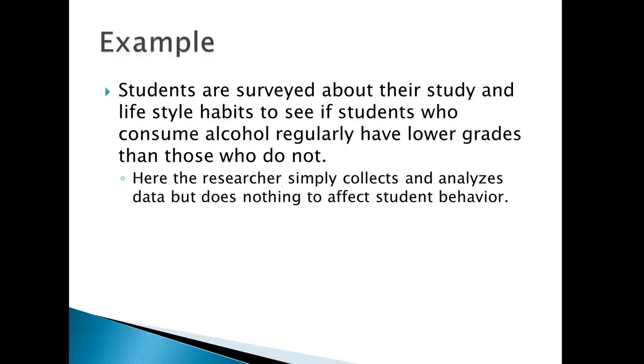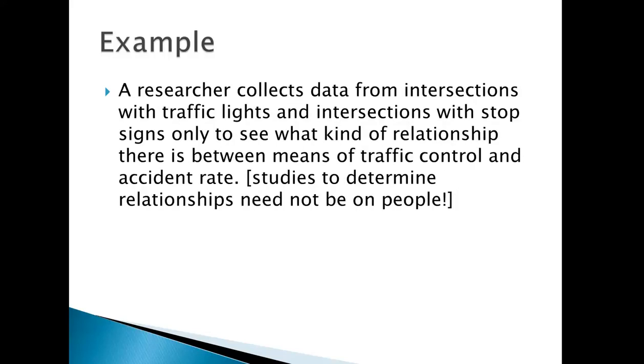So as an example, students are surveyed about their study and lifestyle habits to see if students who consume alcohol regularly have lower grades than those who do not. Here the researcher simply collects and analyzes data, but doesn't do anything to affect student behavior. Another example, a researcher collects data from intersections with traffic lights and intersections with stop signs only to see what kind of relationship there is between the means of traffic control and accident rate. So it's important to realize that studies to determine relationships, or cause and effect relationships, don't have to be on people at all. In statistics, we use the language of population just to mean the whole group of interest, but it does not have to be people.